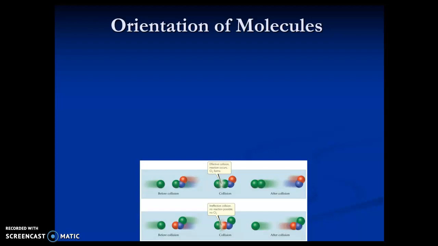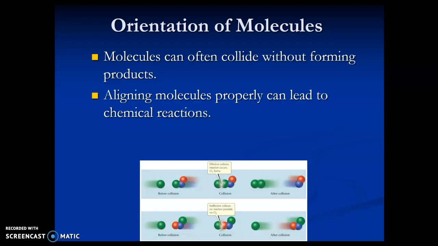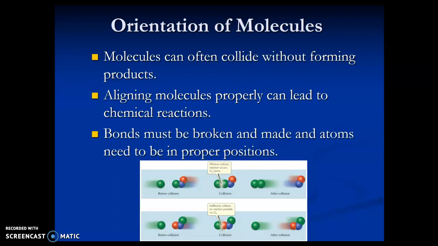So let's look at orientation of the molecules. Molecules can often collide without forming a product. So if they're not aligned correctly, reaction is not going to occur. So aligning the molecules properly will lead to chemical reactions. Again, remember, bonds have to be broken and made to make products. If you remember, breaking bonds is an endothermic process, and forming bonds is an exothermic process.